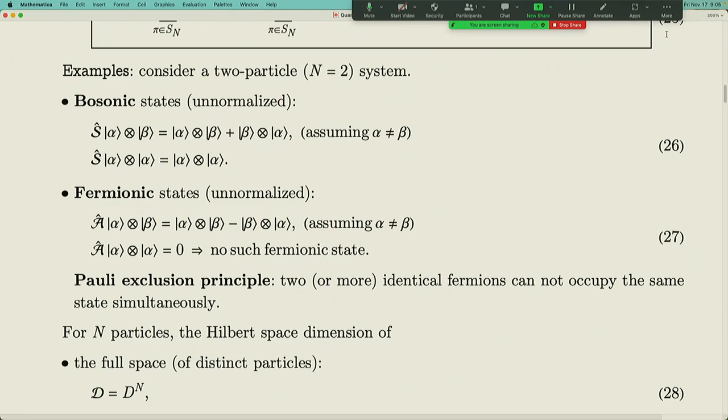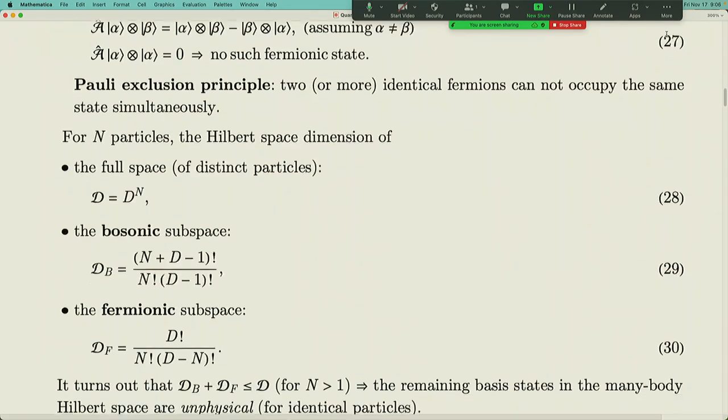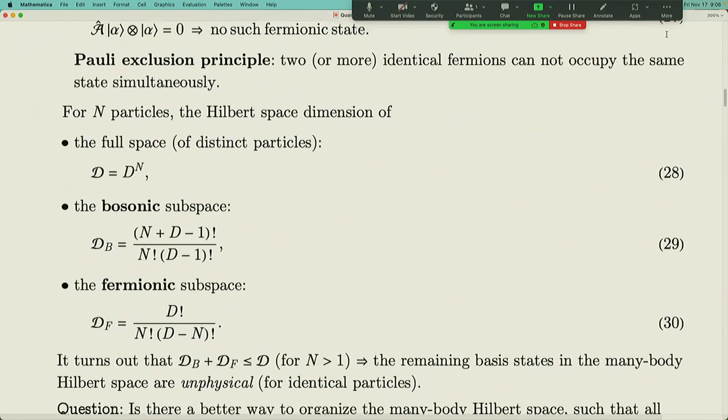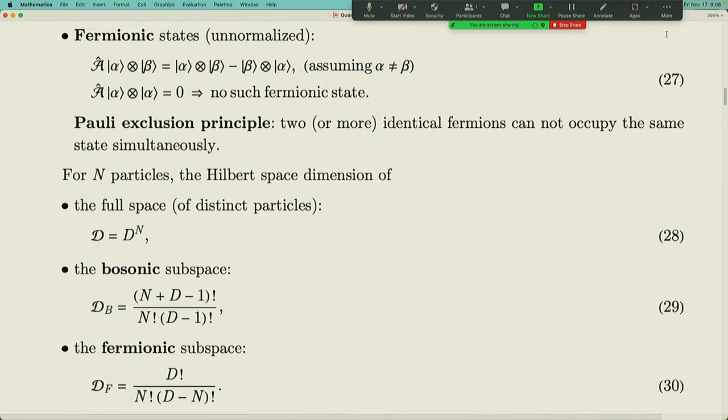So we can construct these bosonic and fermionic states using symmetrization and anti-symmetrization. And this anti-symmetrization also automatically explains the Pauli exclusion principle: if you have two particles occupying the same state, under anti-symmetrization, that state just vanishes. So that means there's no such fermion state which can have two identical fermions occupying the same state simultaneously.